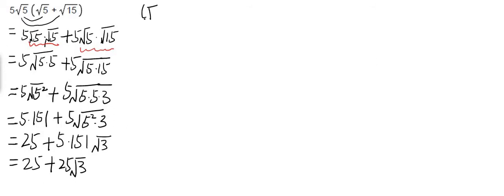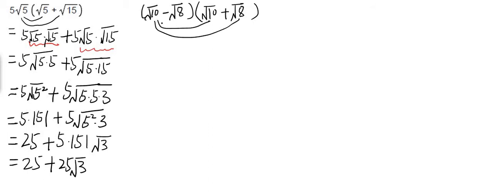So square root of 10, subtract square root of 8, times square root of 10 plus square root of 8. We're gonna follow the same strategy. We're gonna use the distribution. So square root of 10 times square root of 10, square root of 10 times square root of 8. And then here is negative square root of 8 times square root of 10, negative square root of 8 times square root of 8. Okay, so let's take a look.